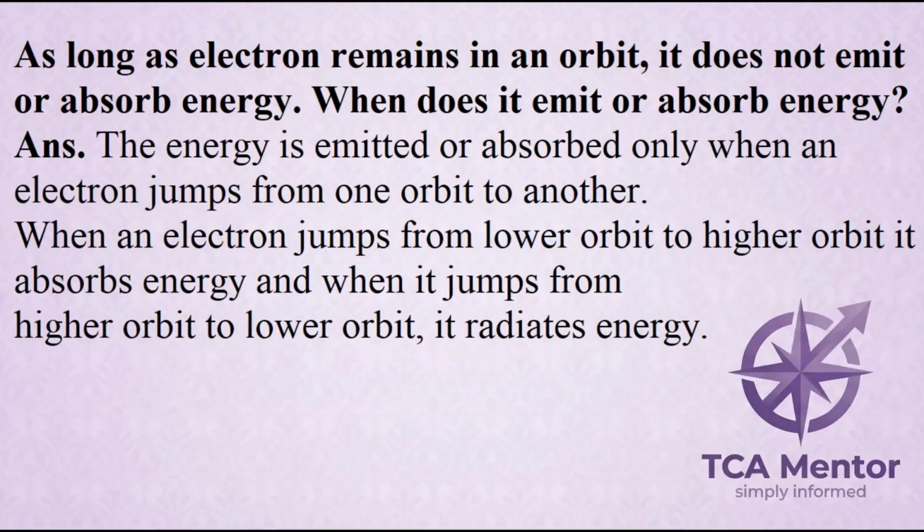When does it emit or absorb energy? Answer: The energy is emitted or absorbed only when an electron jumps from one orbit to another. When an electron jumps from a lower orbit to a higher orbit, it absorbs energy, and when it jumps from a higher orbit to a lower orbit, it radiates energy.